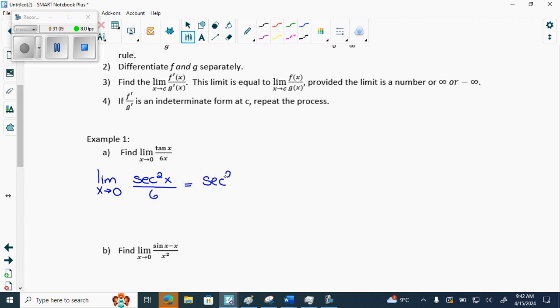So we get secant squared of 0 over 6. Secant is the same as cos, just flipped. So what is cos at 0? 1. So what is 1 flipped? 1. What's 1 squared? 1. Cool. So we have 1 over 6 and we're done.